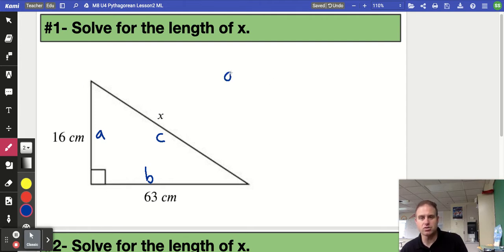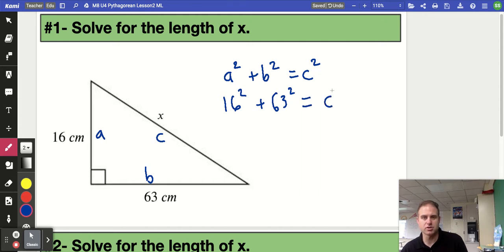Then we know that a squared plus b squared is always equal to c squared. Now, we've been given the two legs a and b, so we can go ahead and substitute those in. So we'd have 16 squared plus 63 squared is equal to c squared. And from here, I'd get out my calculator and square some numbers. I don't know those squares off the top of my head.